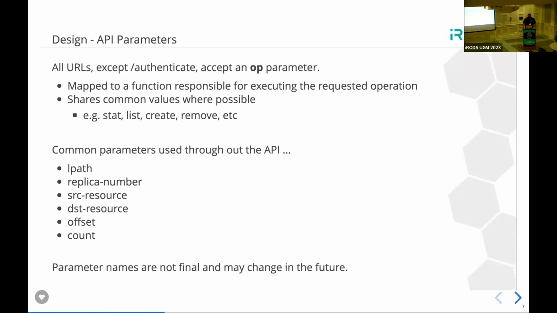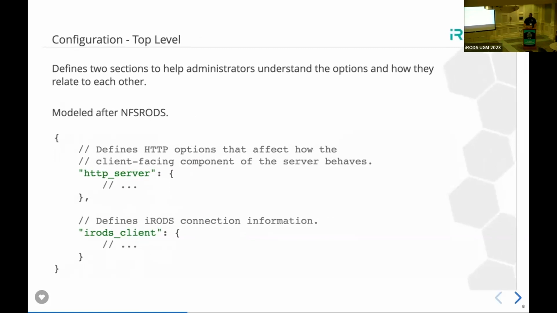Throughout the interface, you will notice some common parameter names, such as lpath. This is just a short name for logical path. There's replica number, source resource, offset, count. None of these parameter names are final. They may change in the future. With that said, we can talk about the configuration.